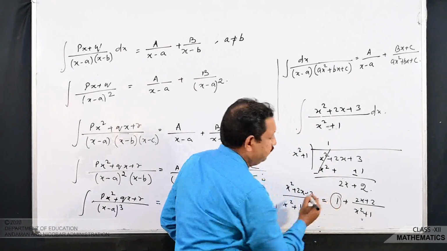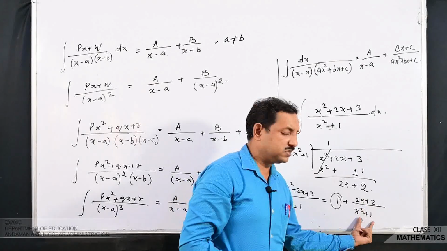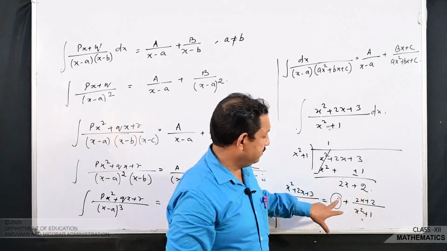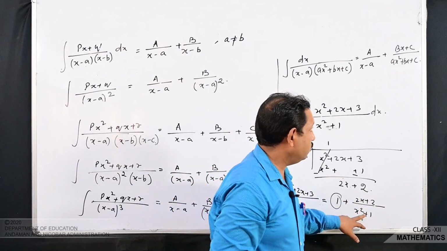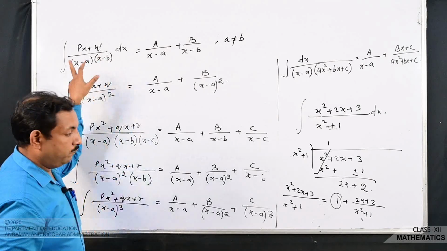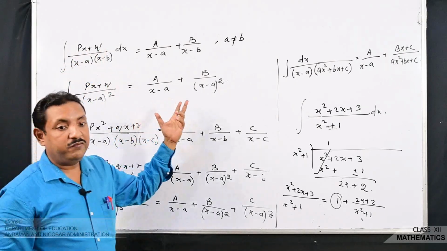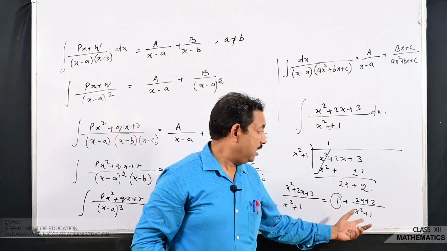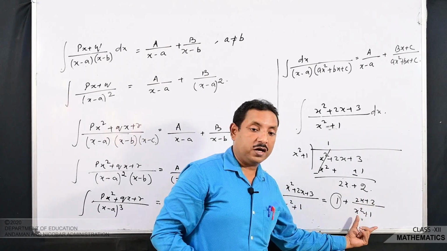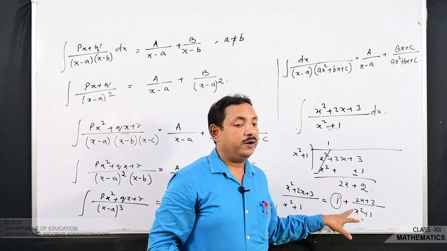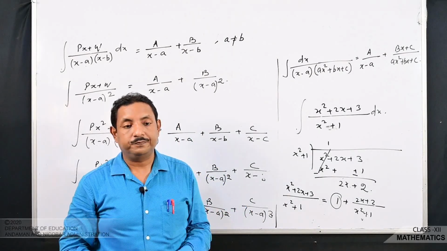Now see, there are two terms. This is 1 and (2x plus 2) divided by (x square plus 1). This term is easily integrable, and this part is again similar to either of our forms. That means this is px plus q upon this form, or the previous form we discussed in the earlier class, that is (2x plus 2) divided by (x square plus 1), linear by quadratic form, and in that way you can find the solution by using the previous method.